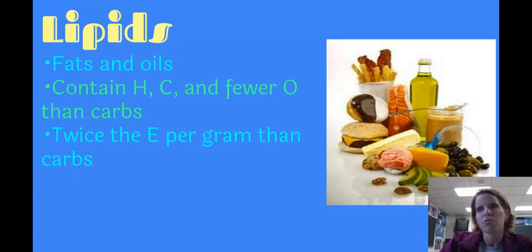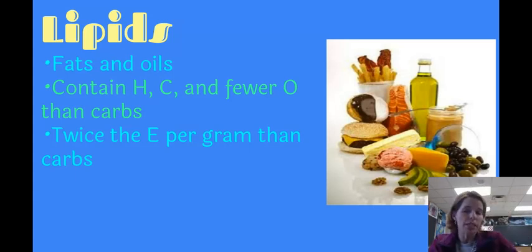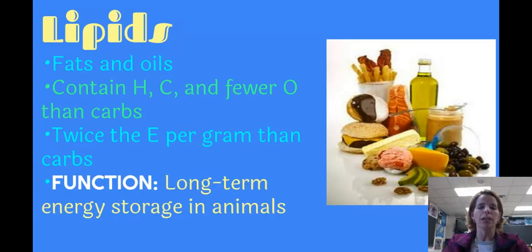So sometimes students ask me, well, why do we eat carbohydrates? Why don't we just eat fats? Why don't we eat a stick of butter? Well, if you think about it, you probably don't need that much energy. So if you eat that stick of butter, yes, it has twice the energy of the same size in a potato, for example, but that food will have to then get stored as fat in your body. So the function of lipids is the long-term energy storage in animals. So the carbs are quick energy, whereas the lipids are long-term energy storage.